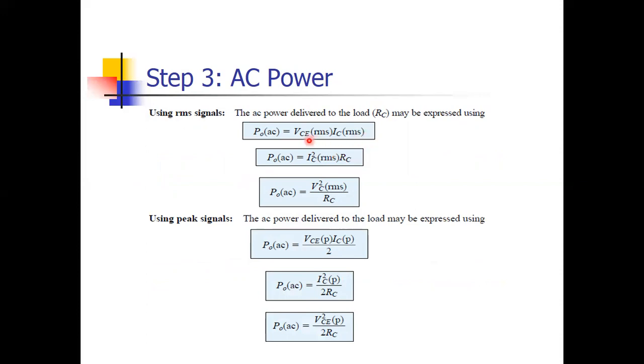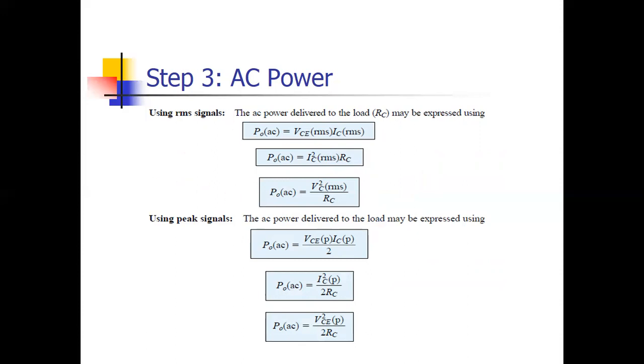So output voltage VC, output current IC, but both values are RMS. Or you can write P is either VI, or I square R, or V square upon R. Means by any of the 3 expressions you can calculate the AC power. Again listen, power equals VI, I square R, V square upon R, but all the values are in RMS, if we are using RMS signal.